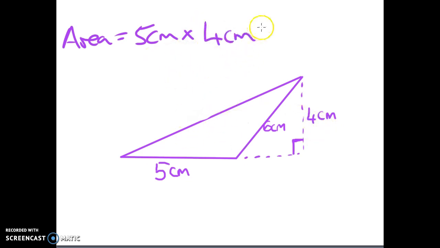And if you remember, for a triangle, we then need to times that by a half. So 5 centimeters times 4 centimeters is 20 centimeters squared, times a half is 10 centimeters squared.